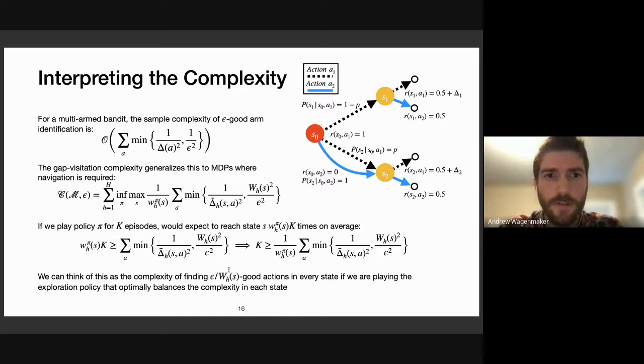So this is the high-level idea behind this gap visitation complexity. Any questions on it? OK, so again, it just generalizes this idea of a bandit complexity to this case where you have to navigate in an MDP.